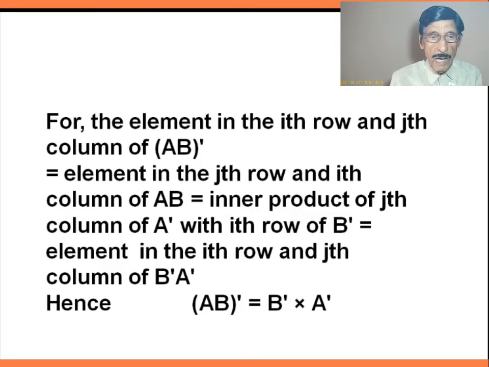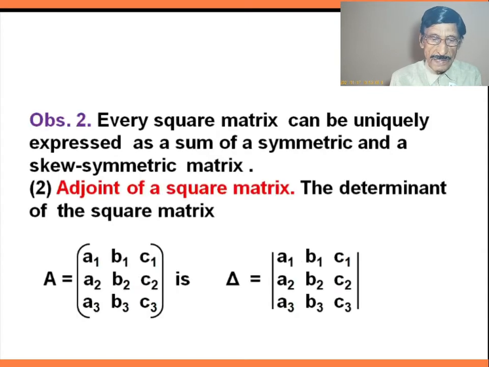Observation number 2. Every square matrix can be uniquely expressed as a sum of a symmetric and a skew symmetric matrix. Now, adjoint of a square matrix. The determinant of the square matrix is shown here. A is the square matrix and delta is equal to the determinant of the same matrix, and it is denoted by 2 vertical bars.